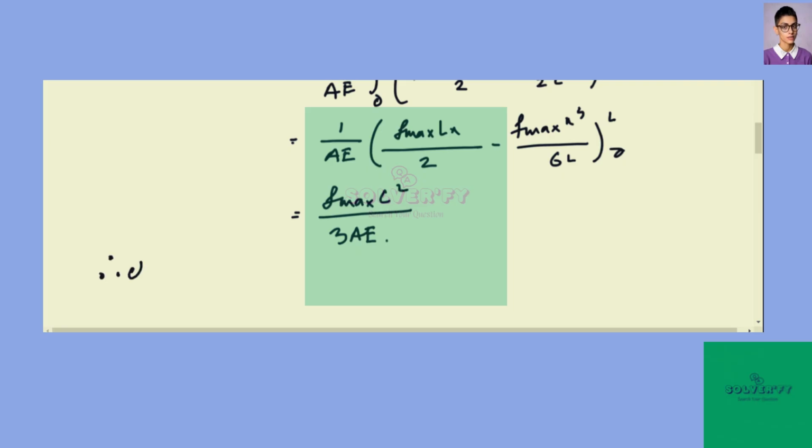Therefore, the elongation in the rod is F max L square upon 3AE.